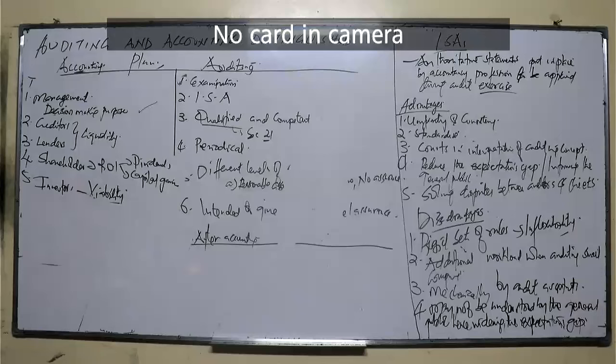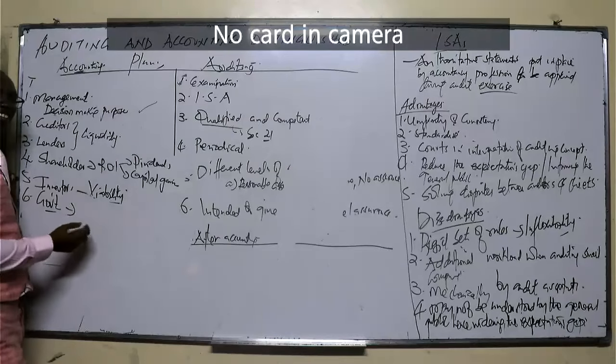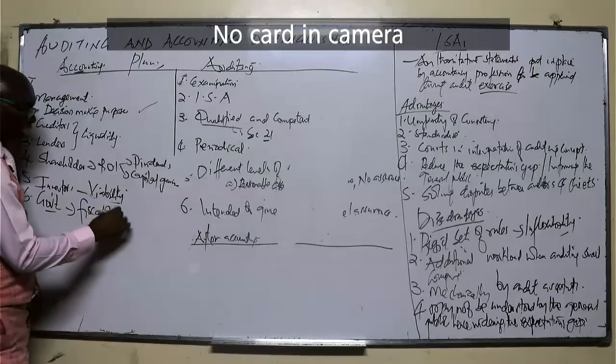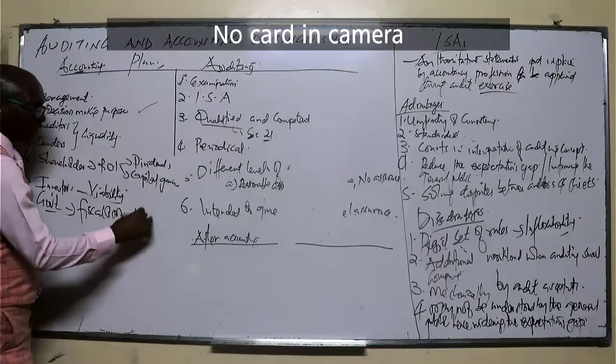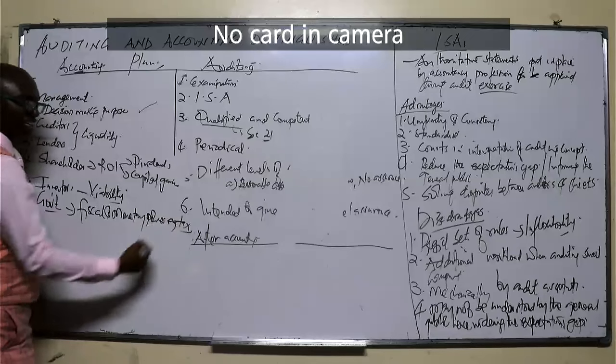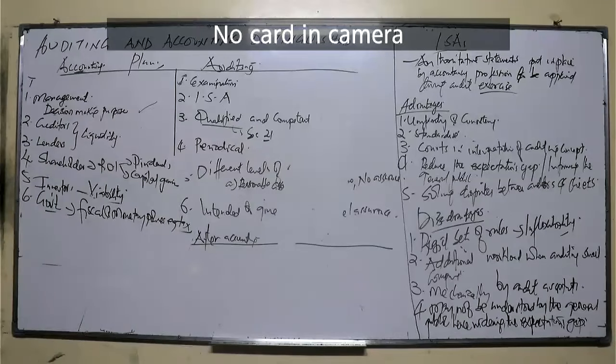We have a running friend also that mentioned government. Yes, because of taxes required. Government, because of the fiscal and monetary policies, e.g. element of tax. How much tax do they expect to get from different sectors?